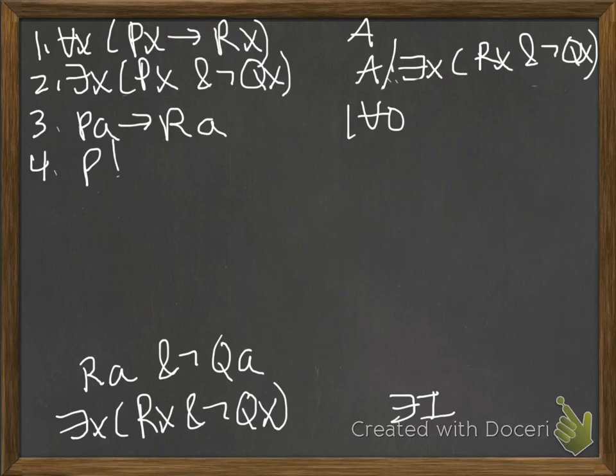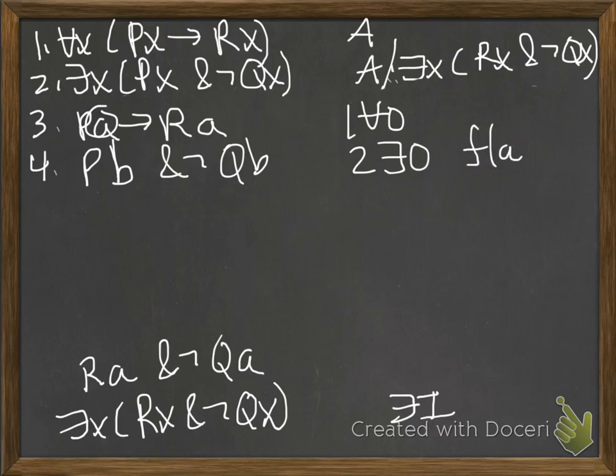we can't use A because we've already used A on line 3. So we'd have to use some other letter, let's say Pb and not Qb by 2 existential out. We'll flag b. But then the formulas on lines 3 and 4 won't be able to be used together to get what we want, which is Ra and not Qa. So if instead we do the existential formula first, it's going to work a lot better.